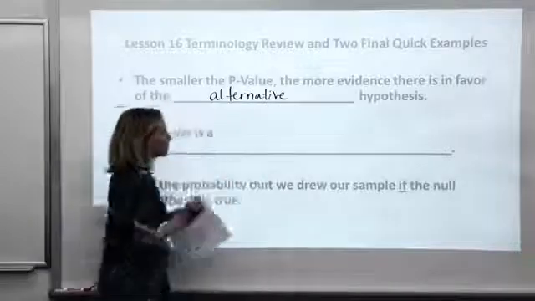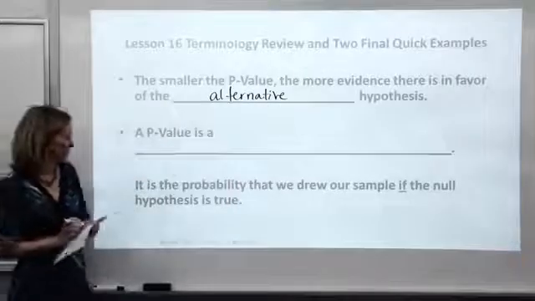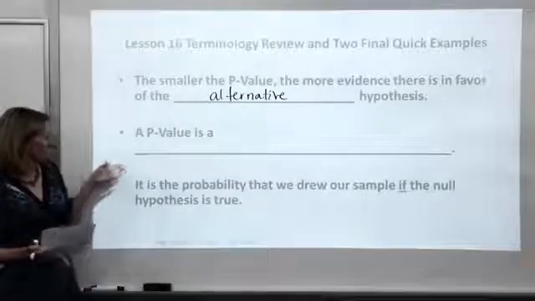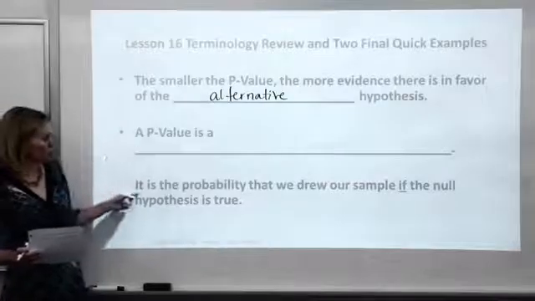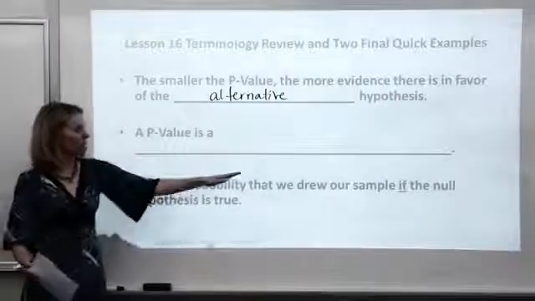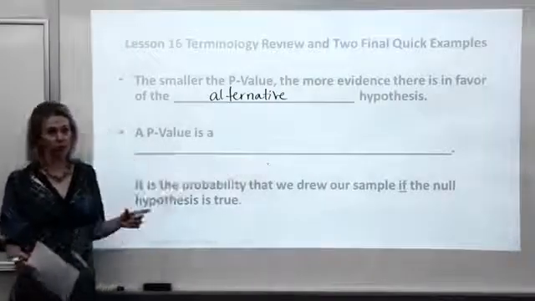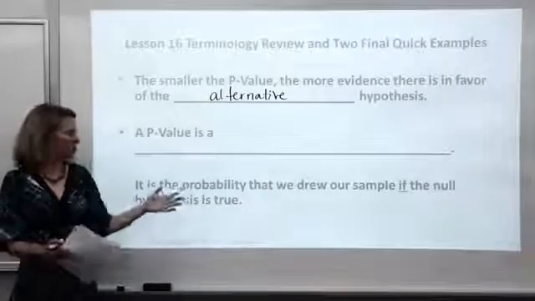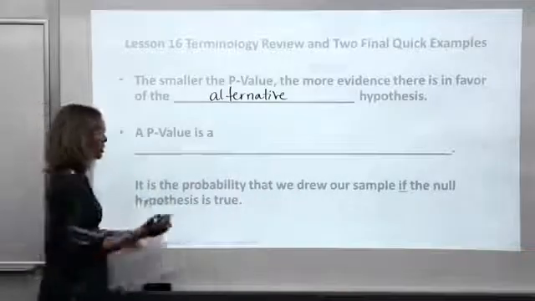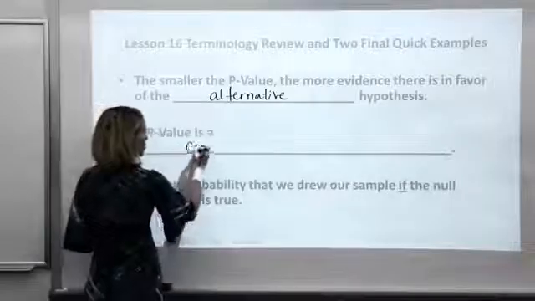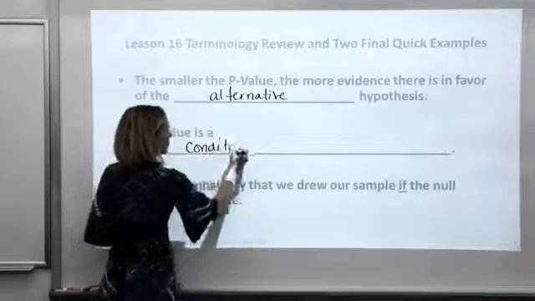That p-value, it's a probability. It's a conditional probability. It's the probability that we drew our sample if the null hypothesis is true. So assuming the null hypothesis is true, how likely are you to get that sample? So it's a conditional probability.